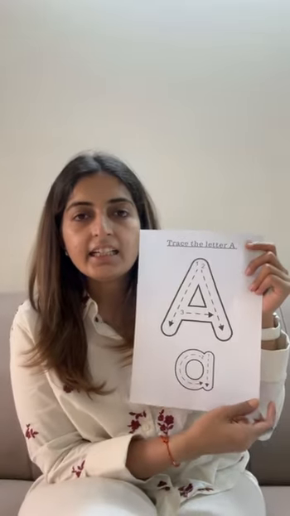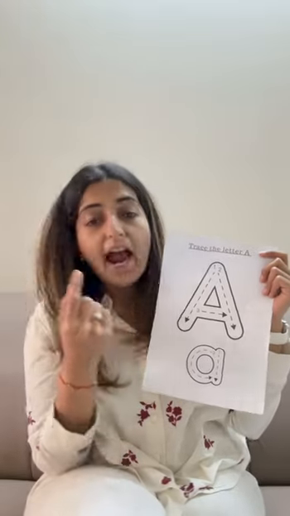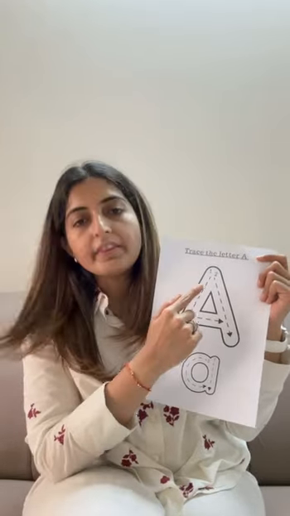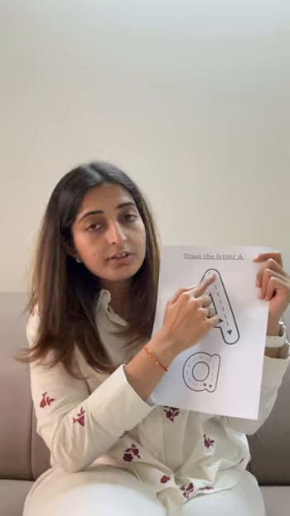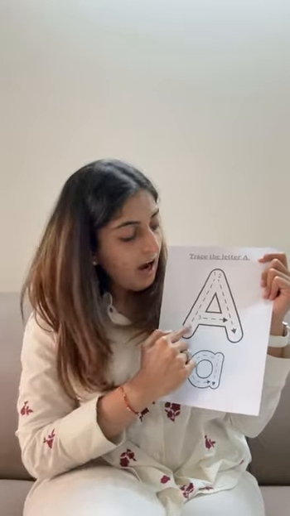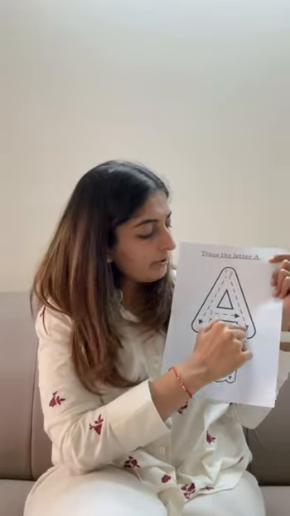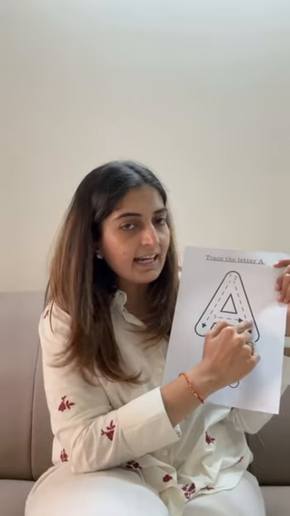Our second worksheet is to trace the letter A. You can take a finger and with your finger you can go with the arrow up the mountain, down the mountain and a sleeping line. Up the mountain, down the mountain and a sleeping line.